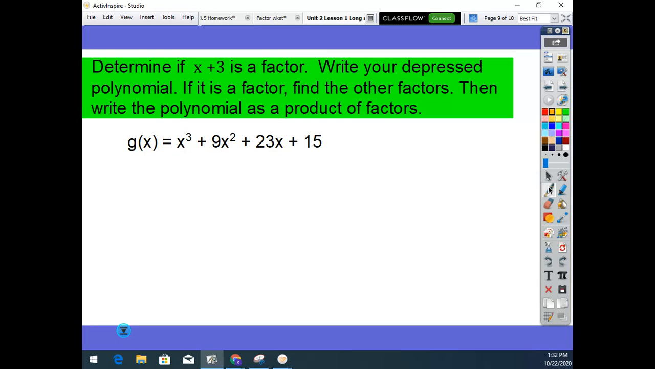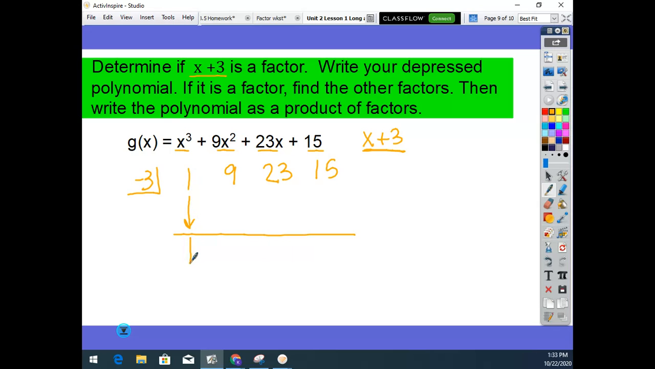Okay, we're going to do the same thing. It says determine if x plus 3 is a factor. So if we're looking to see if x plus 3 is a factor, I'm going to do the opposite of x plus 3 and put negative 3 in the corner. Bring down my coefficients. 1, 9, 23, 15. Leave a space, draw a line. See if you can start this on your own. How far can you get?